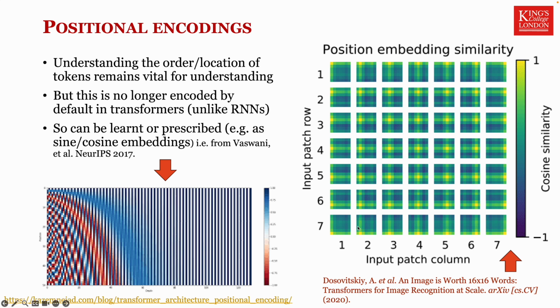For example, here we have column 2, row 6, and you can see that it's most similar with itself, its neighbouring patches, and the other patches in the same row and column.